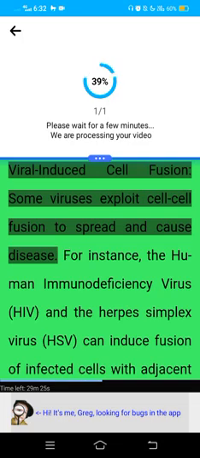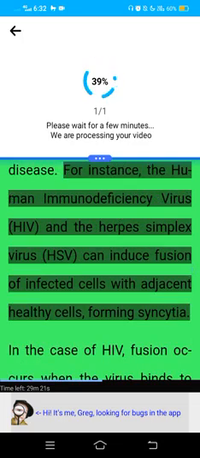Viral-induced cell fusion. Some viruses exploit cell fusion to spread and cause disease. For instance, the human immunodeficiency virus (HIV) and the herpes simplex virus (HSV) can induce fusion of infected cells with adjacent healthy cells, forming syncytia.